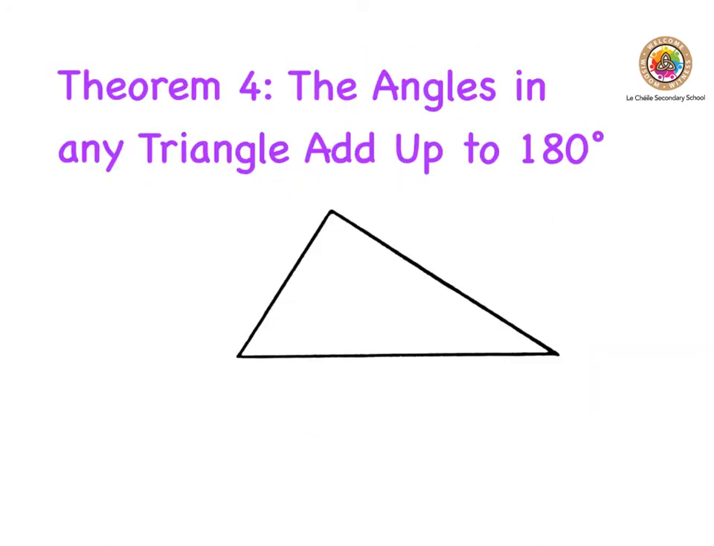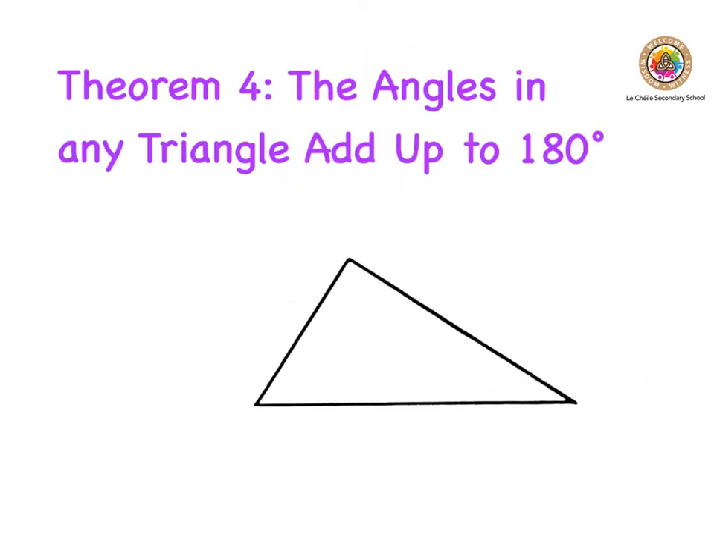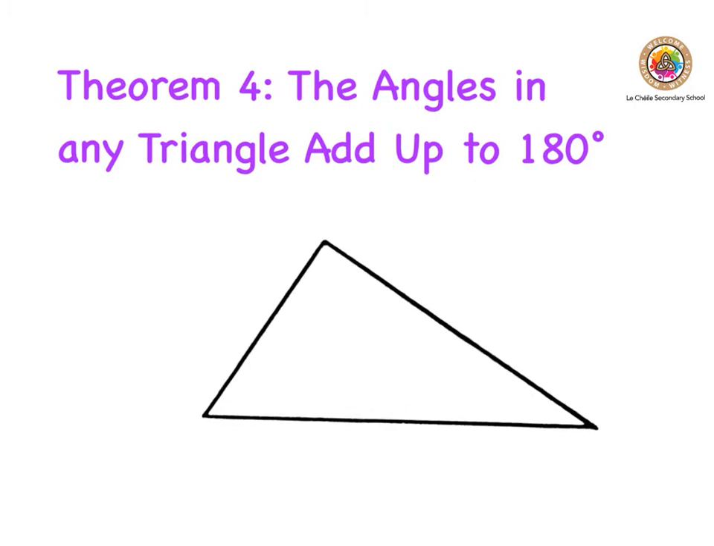Okay, so as we said here, we're looking at theorem number 4, and that it's the angles in any triangle add up to 180 degrees. So our first thing is, well, we're going to label this triangle. So here we can say, well, this is A, this is B, and this is C. And so our first heading is going to be what we're given, and then what we have to prove.